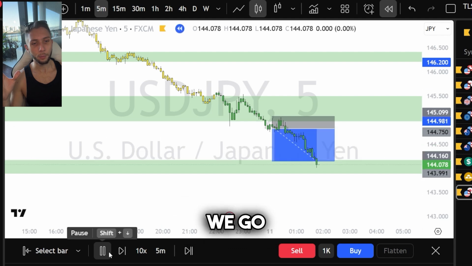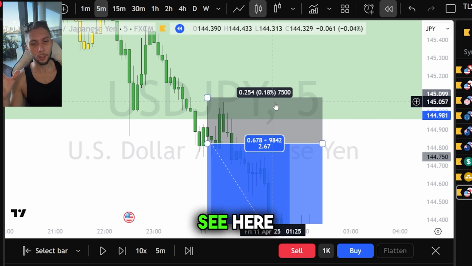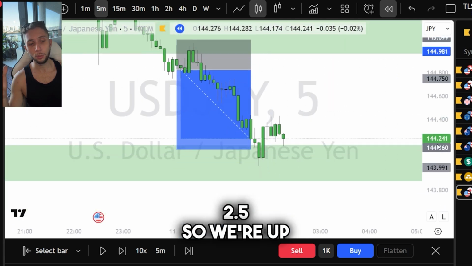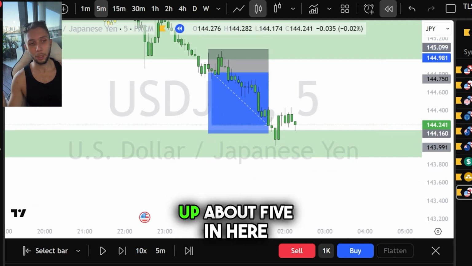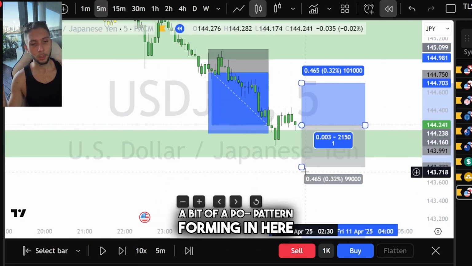Let's see how we'll go. And from zone to zone, didn't get stopped out, as you can see here. Didn't take us out, straight to the zone, right? That's another 2.5. So we're up about 5 in here. I do believe there's a bit of a pattern forming in here.